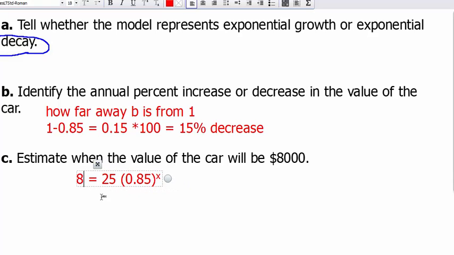What kind of methods do we have to try to solve a problem like that? I can move the 25, but I have a real weird problem with that x. This. And now what do I do? How do I get the x out of there?